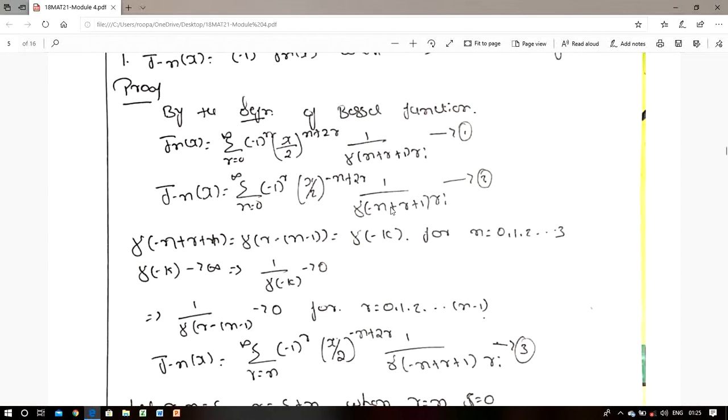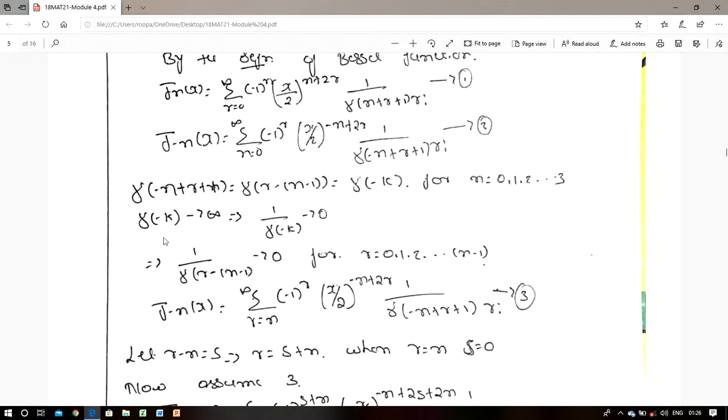Now here first we take gamma of minus n plus r plus 1. In these two terms, minus n plus 1, we take minus as the common factor. Then we can write gamma of r minus of n minus 1, which is equal to, now this whole term we consider as minus k, that is minus of k for k equal to 0, 1, 2, 3, etc. If gamma of minus k tends to infinity, then obviously 1 by gamma of minus k tends to 0.